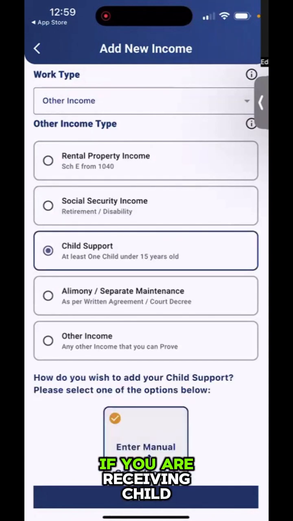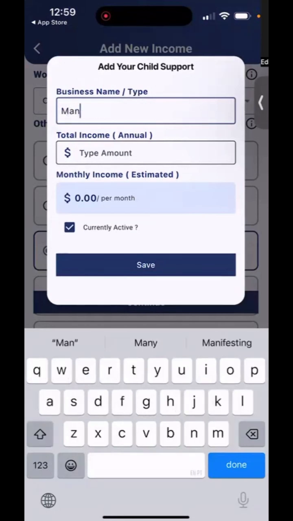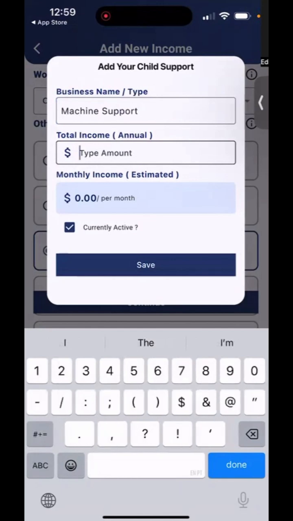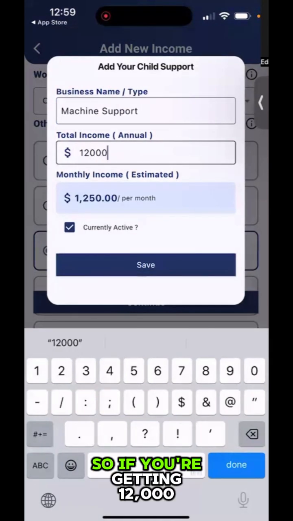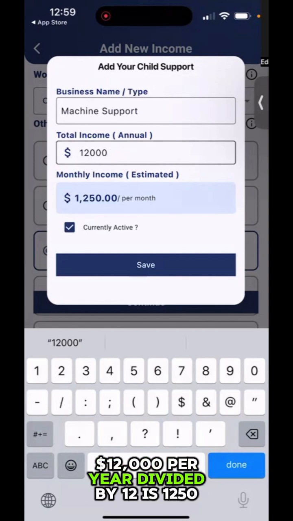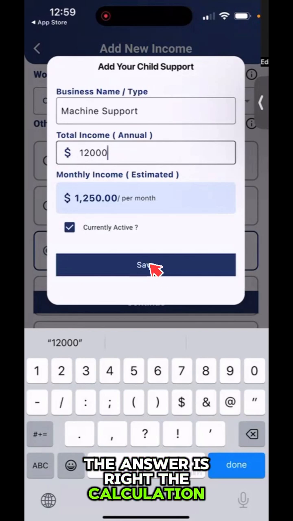So for example, if you are receiving child support, and you're getting annually $12,000. So if you're getting $12,000 annually, that comes out to be monthly $1,250. And you are continuing to receive it. $12,000 per year divided by 12 is $1,250. Am I right? There's a secret behind it. The answer is right. The calculation doesn't seem right.